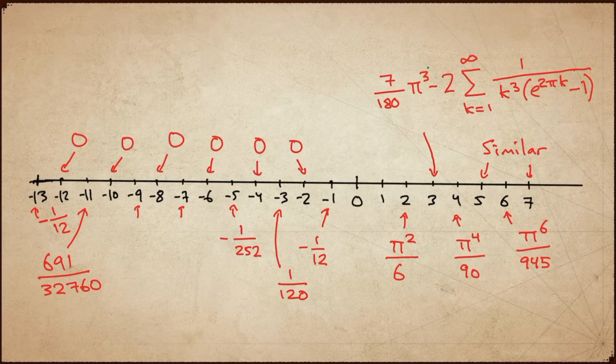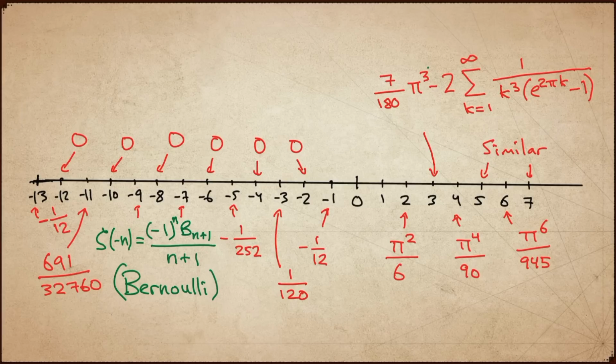Here, there is a wonderful general formula. Zeta of minus n is minus 1 to the n times B_(n+1) over n plus 1. Here, this B_(n+1) is a Bernoulli number, and you can look up the definition. Zeta of 0 is minus 1/2. Zeta of 1 is infinity, or rather, the zeta function has a pole at s equals 1.